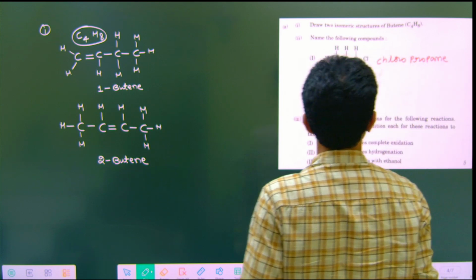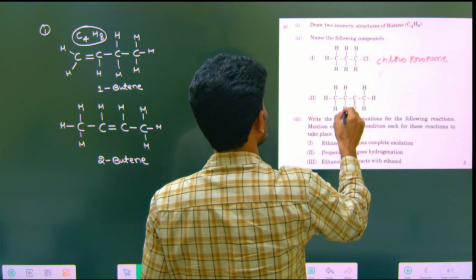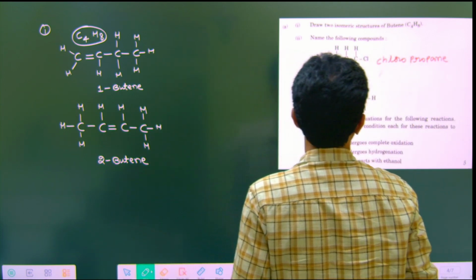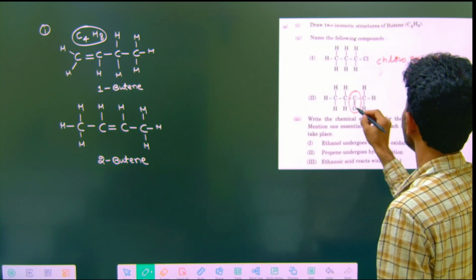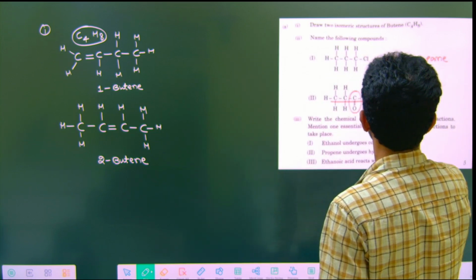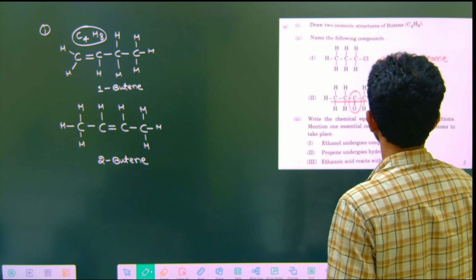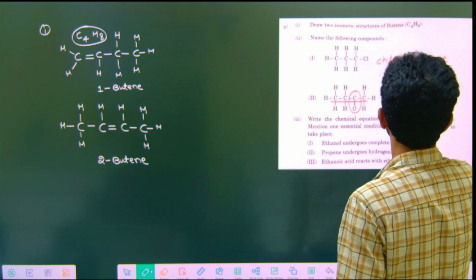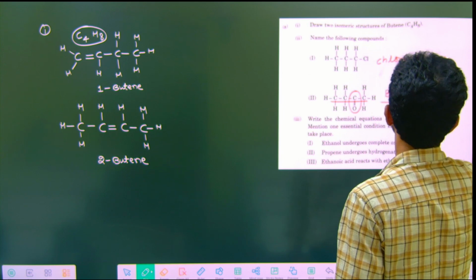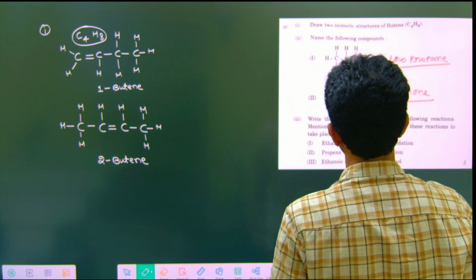Chloropropane. First one, name. And the second one, what is the functional group? It is ketone group, and there are 4 carbon atoms. So we can say it is butane actually, but because the ketone group is there, it will be butanone. This is the name: chloropropane and butanone.